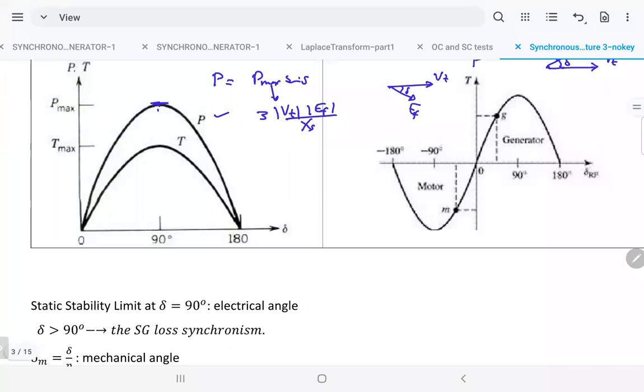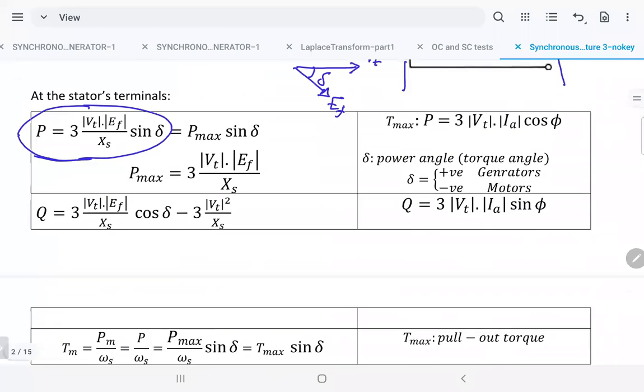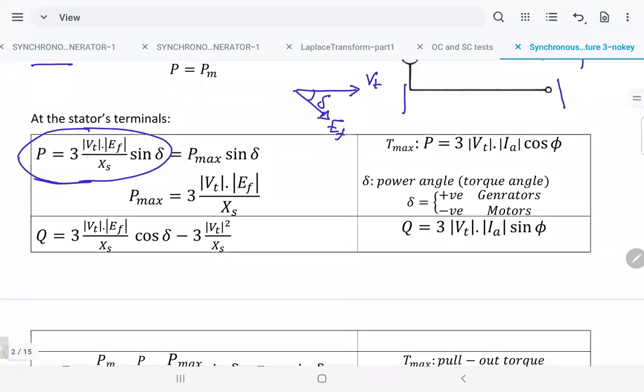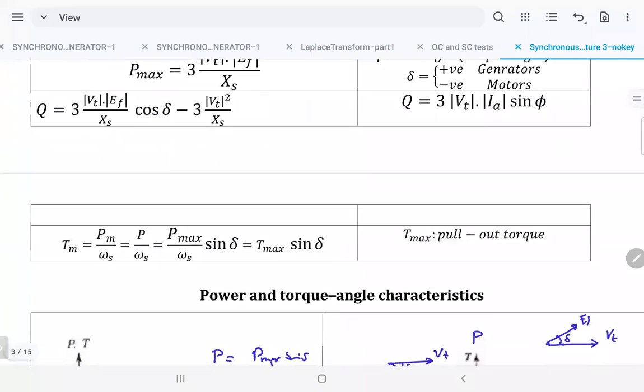How do you find the torque? Very simple. Because we ignored the losses, the torque is the power divided by this. That's the power, VT EF over XS sine delta, and that's the max power. If you divide that by omega, then you get the torque. So the torque equation will be the same thing, just divided by omega s. That's all. So that will be the T max.